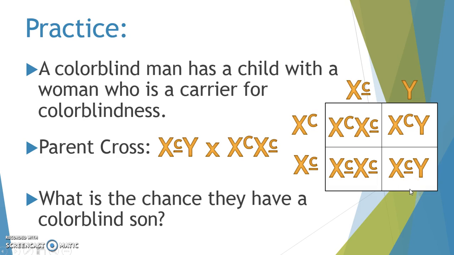So the question asks, what are the chances that they would have a colorblind son? I have to look at the entire Punnett square when you do this. And the only box that would give me a male who is colorblind is in this bottom right-hand box. So that would be 25%. Always take any of these questions out of the entire Punnett square.